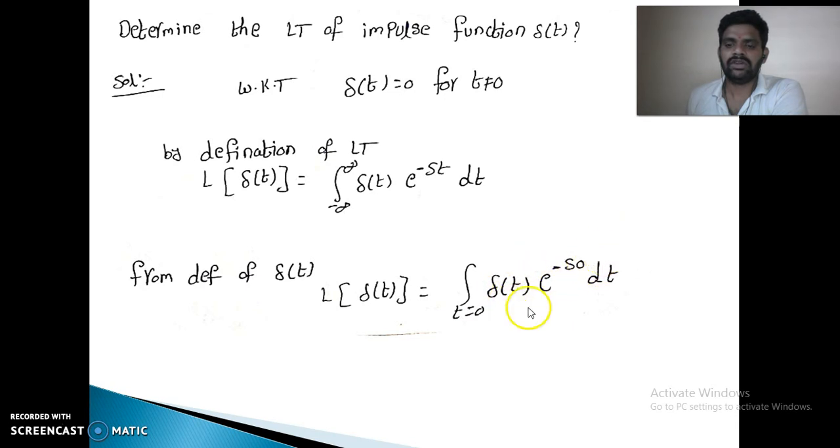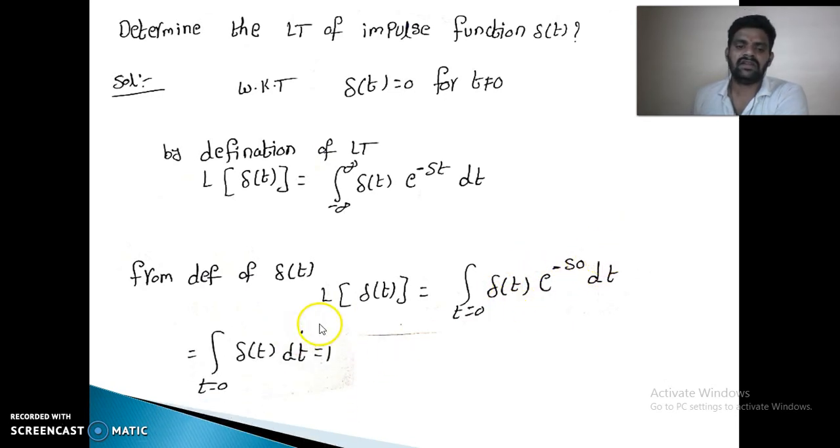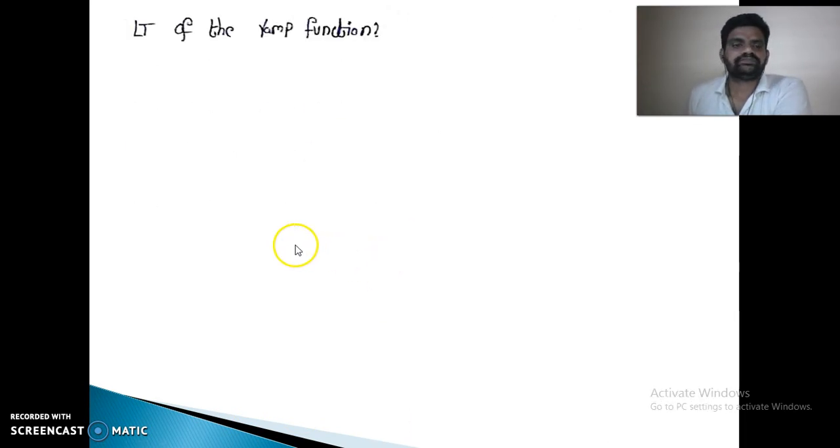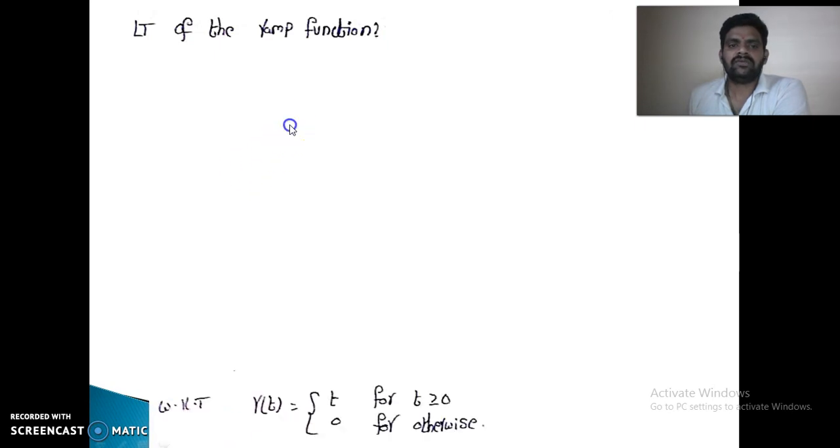So e power 0 is 1. So L of delta of t is a Laplace transform pair with 1. ROC is the entire S-plane.